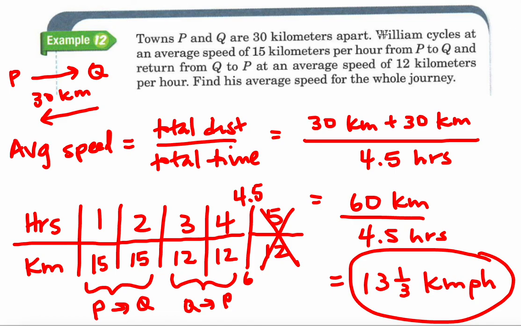That makes sense because he was going really fast on the way there, 15 kilometers per hour, and then on the way back a little slower, 12 kilometers per hour. So 13 and 1/3 is kind of between 12 and 15.